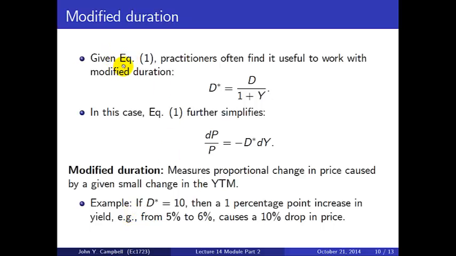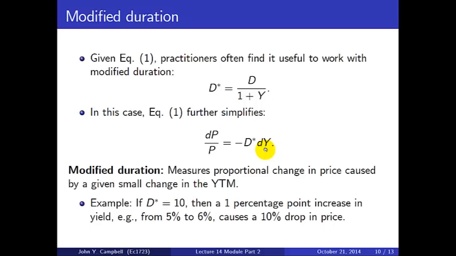Now, what practitioners often do is calculate something called modified duration. We'll write that D star, which is just duration divided by gross yield. Because then the previous equation simplifies. We get dP over P equals minus D star dy.